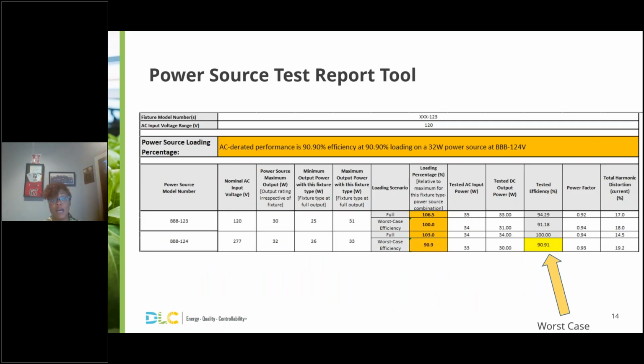Here is an example of a power source test report that has been filled out. As you see, you will enter the power source model number for the power sources that are configured with your products. Right now we show 2, but there is room for you to enter multiple model numbers. You will enter this information, and based on these inputs the tool will highlight in yellow what your worst case efficiency is. That information will be utilized to populate the row in orange, which is the power source loading percentage statement.